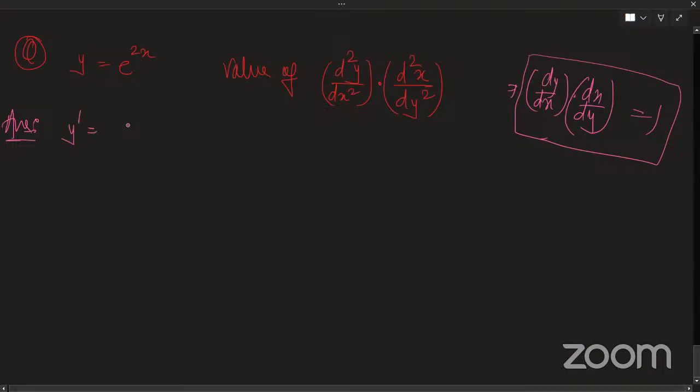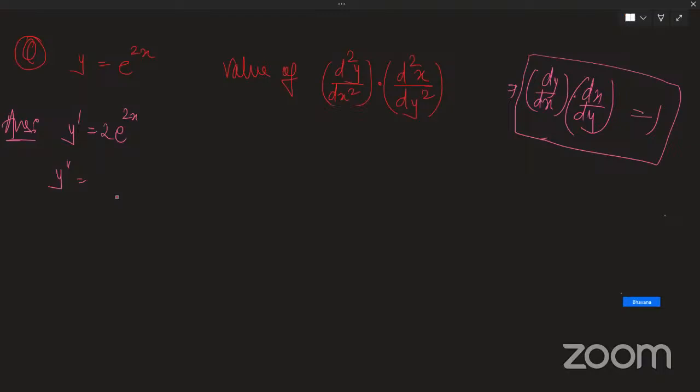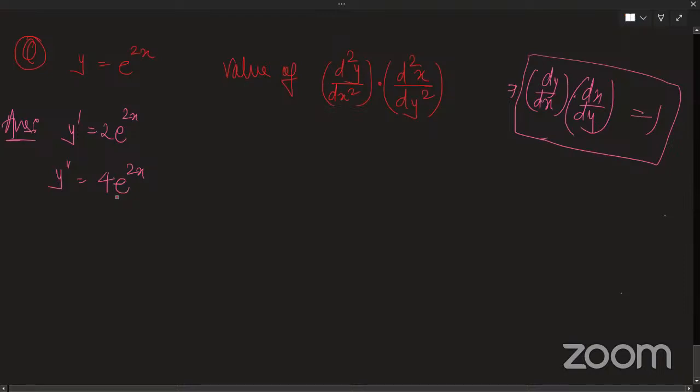So what is the value of y dash, dy by dx? What is the derivative of e raised to 2x? e raised to 2x into 2, right? What about y double dash, d2y by dx square? Just differentiate this thing. What will come? 4e raised to 2x, right? 4 into e raised to 2x.